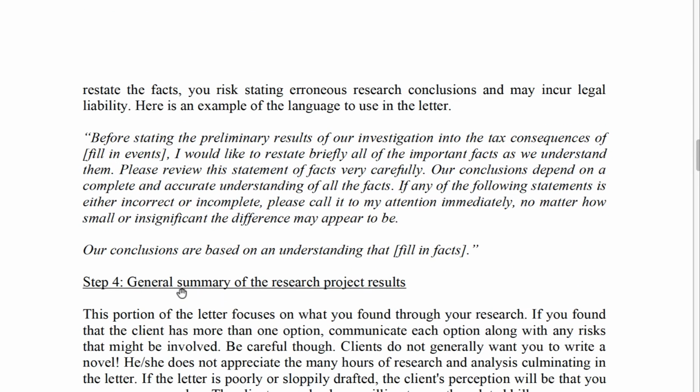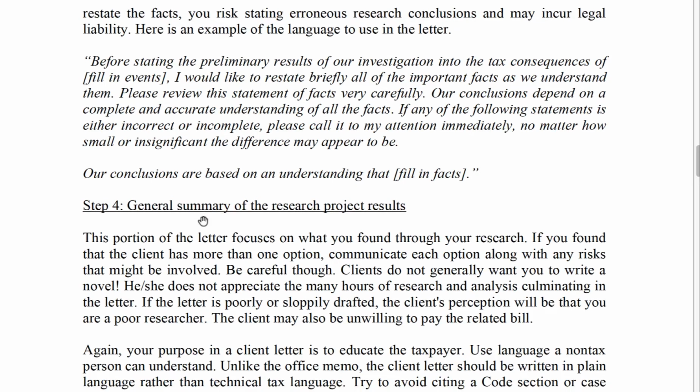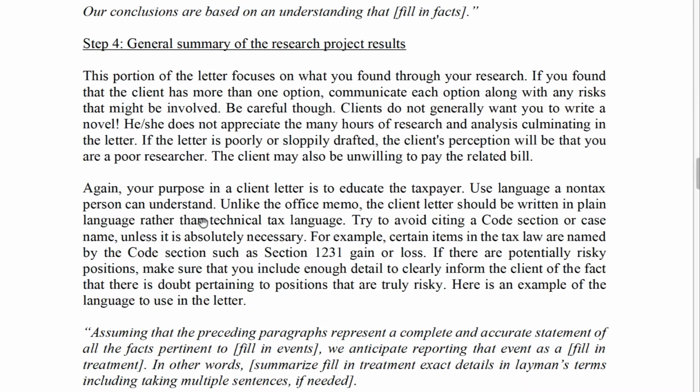And I have an example where I say that language. Then you want to start by saying, our conclusions are based on understanding that, and you go through the facts. That's where you copy and paste the facts from your tax research memo. And again, you edit those facts to make it flow better for the client, the style of that letter.